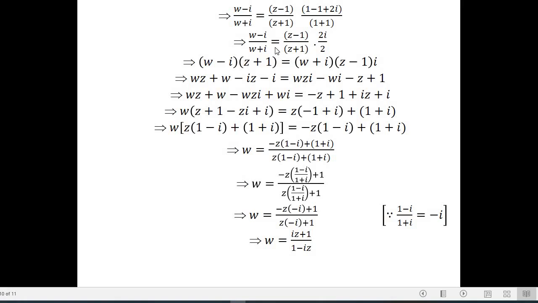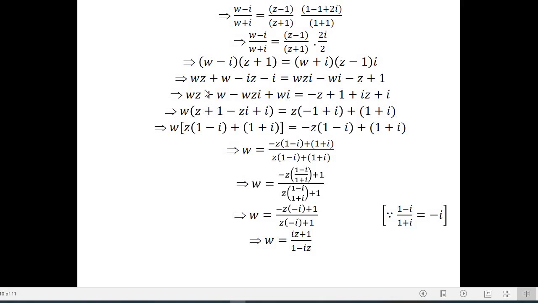Now we cross multiply. Cancelling 2, I cross multiply. w - i into z + 1 is equal to w + i into z - 1 into i. Usual multiplication. Multiplying the product of two factors, we get wz plus w minus iz minus i. In RHS, multiply these two factors with i, we get wz into i minus w into i minus z plus 1.